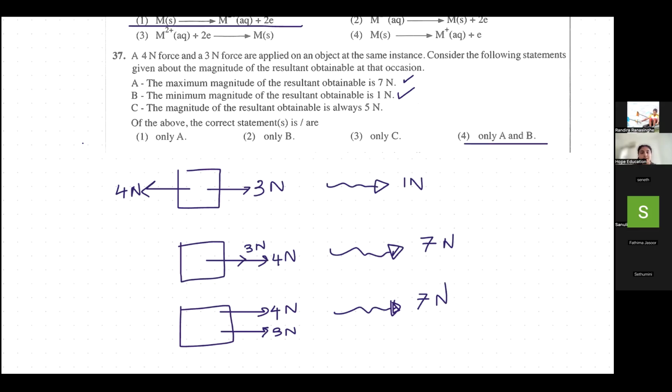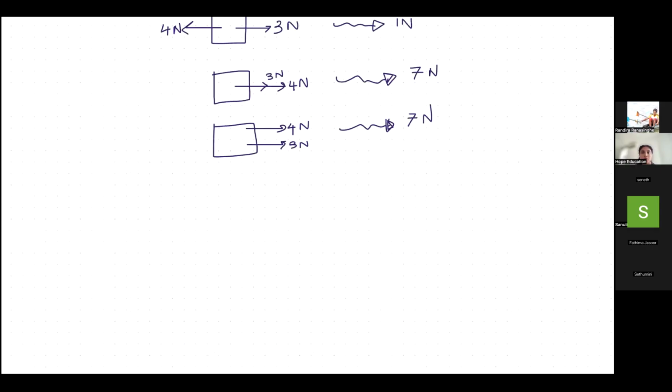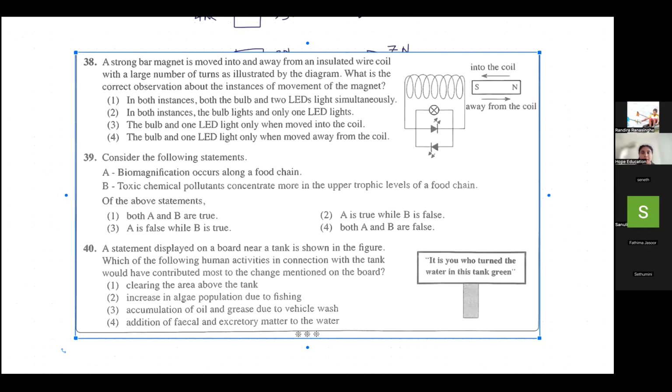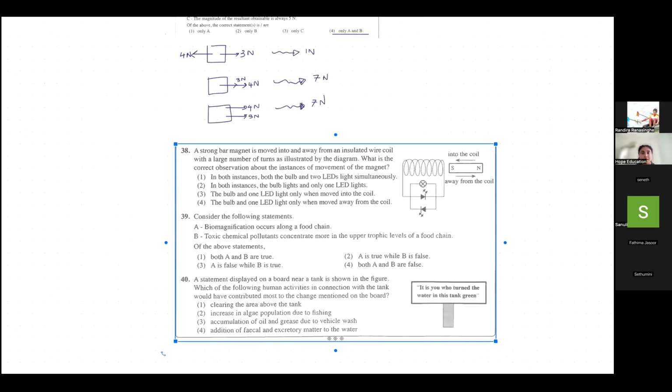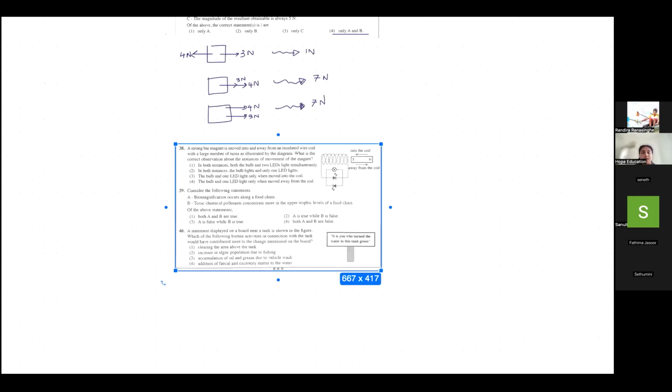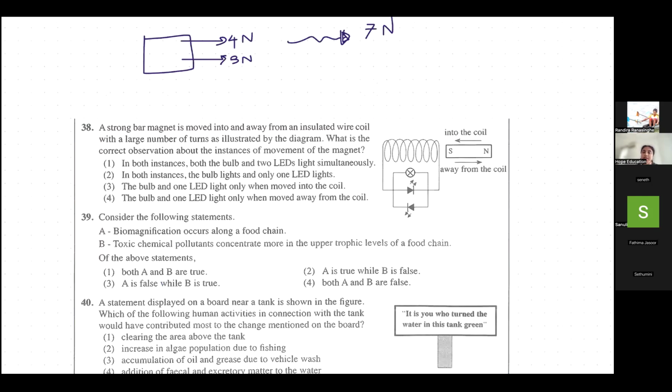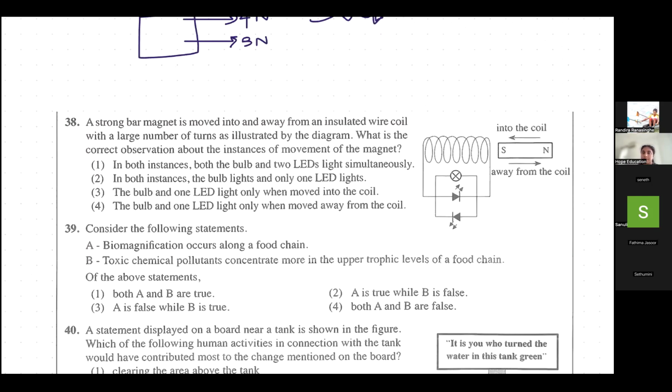Then now the last 3 questions of the paper. A strong bar magnet is moved into and away from an insulated wire coil with a large number of turns as illustrated by the diagram. What is the correct observation about the instances of movement of the magnet?